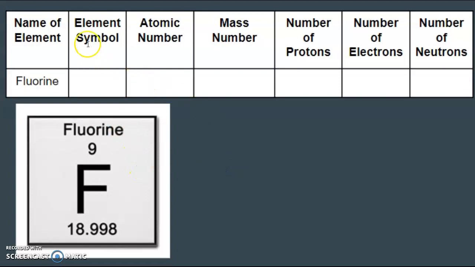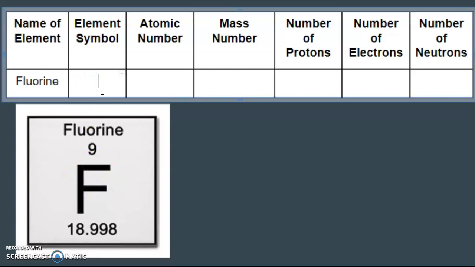Right? It's pretty easy. Our elemental symbol, that's the big symbol in the middle. It's an F. Our atomic number is the smaller number on the top. That's a 9. My mass number, that's the number on the bottom. It's 18.998. Remember, round to the nearest whole number, so we're going to round that to 19.